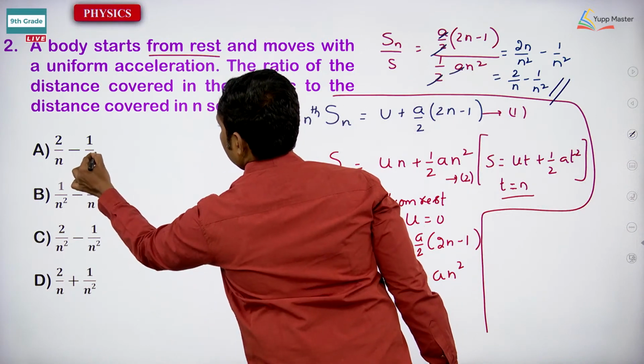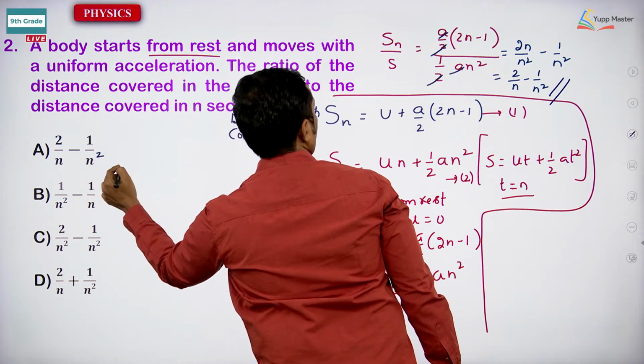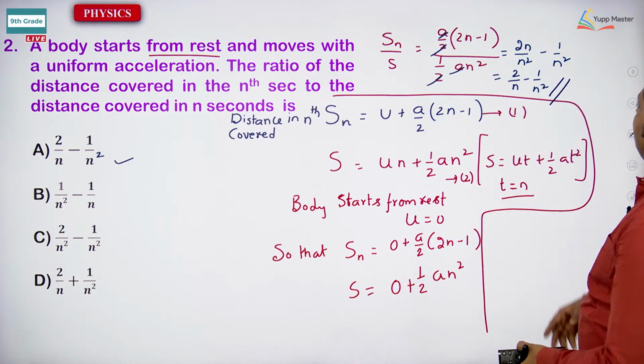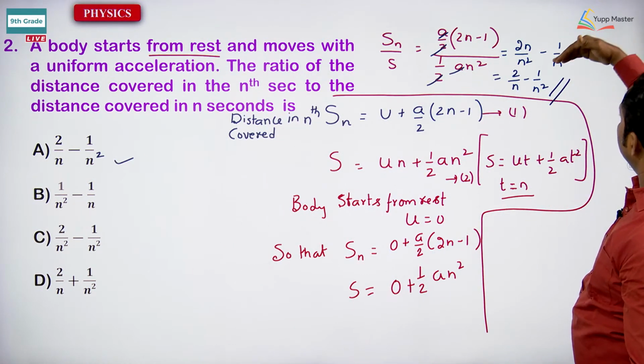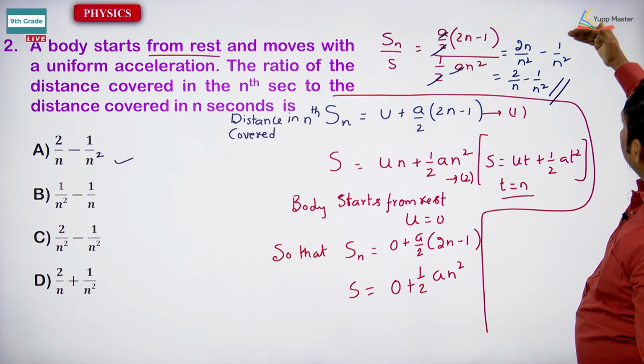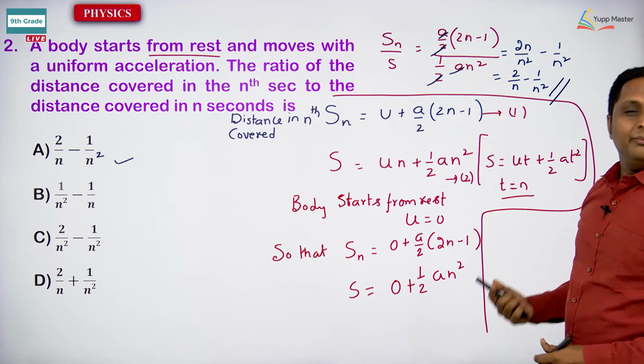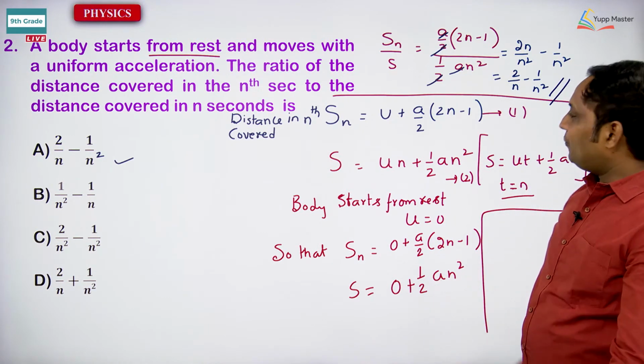If it is going to have that, okay, all right. It's very clear. If you are going to get this one, 2 by n minus 1 by n square, all right. It is a very simple question and a basic model question. Let's go for another one.